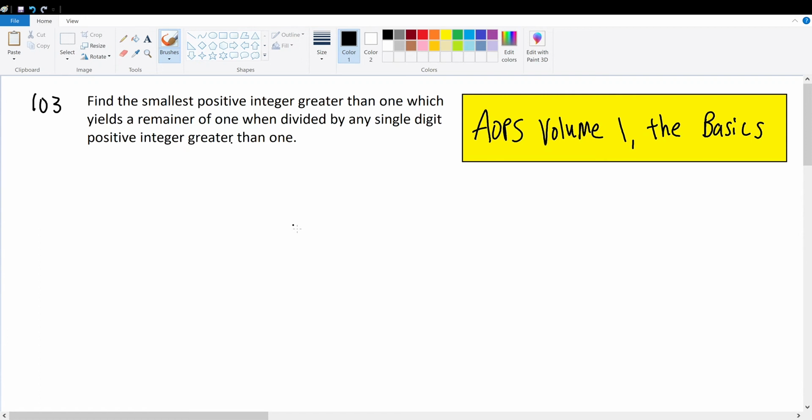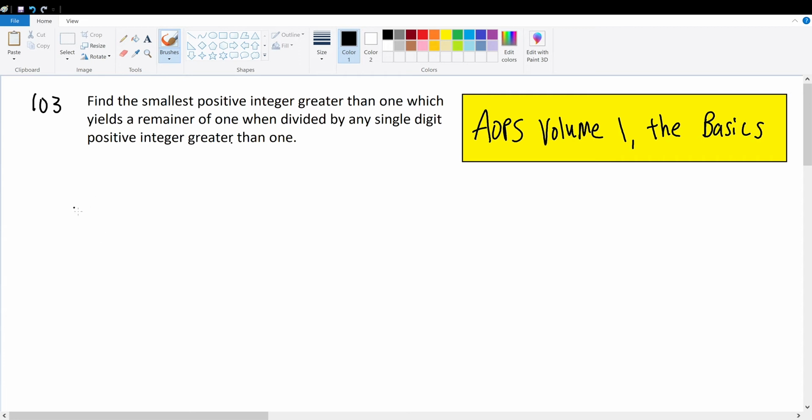AOPS Volume 1, the basics number 103. Find the smallest positive integer greater than 1, which yields a remainder of 1 when divided by any single digit positive integer greater than 1. So this is basically just a twist up of some previous questions which I've explained on this channel about AOPS questions. So as always, when dealing with remainders and quotients, always use modular arithmetic if necessary.